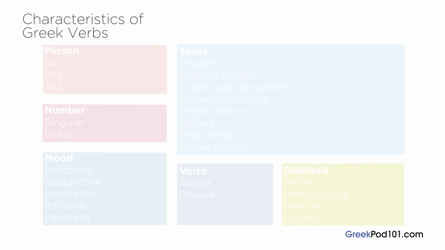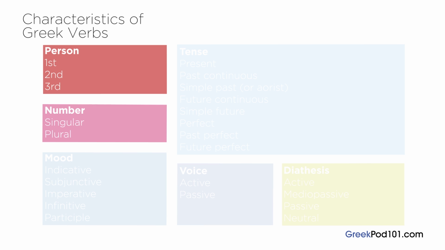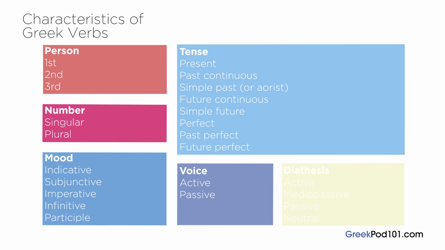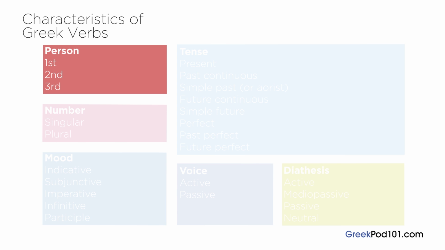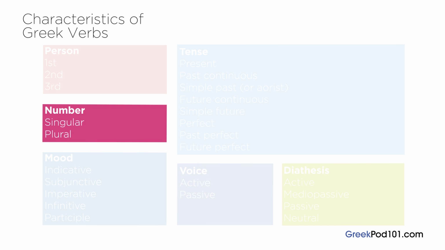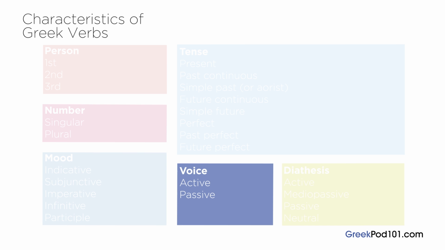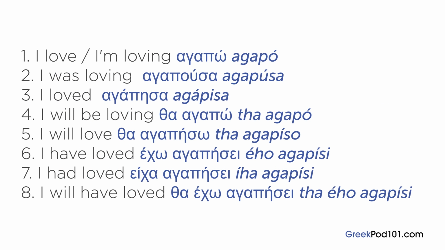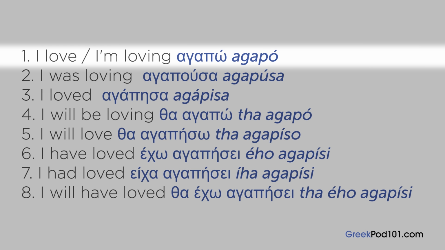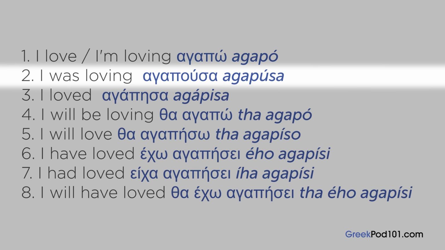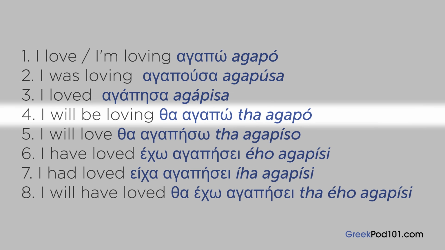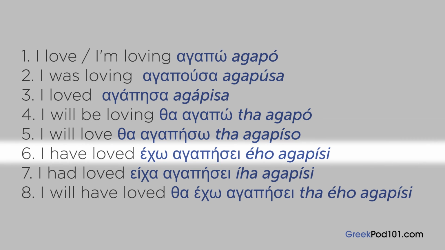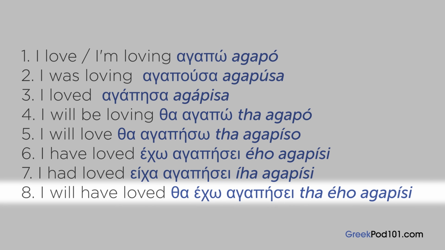There are 6 more characteristics that you need to keep in mind: the person, number, mood, tense, voice, and the diathesis. Just like in English, there are 3 persons: first, second, and third for I, you, and he, she, it. There are 2 numerical forms, singular and plural, and 2 voices, active and passive. As for the tenses, there are 8 tenses in Greek. The present tense, which makes no distinction between the simple or continuous present, the past continuous, the simple past, the future continuous, the simple future, the perfect, the past perfect, and the future perfect tense.